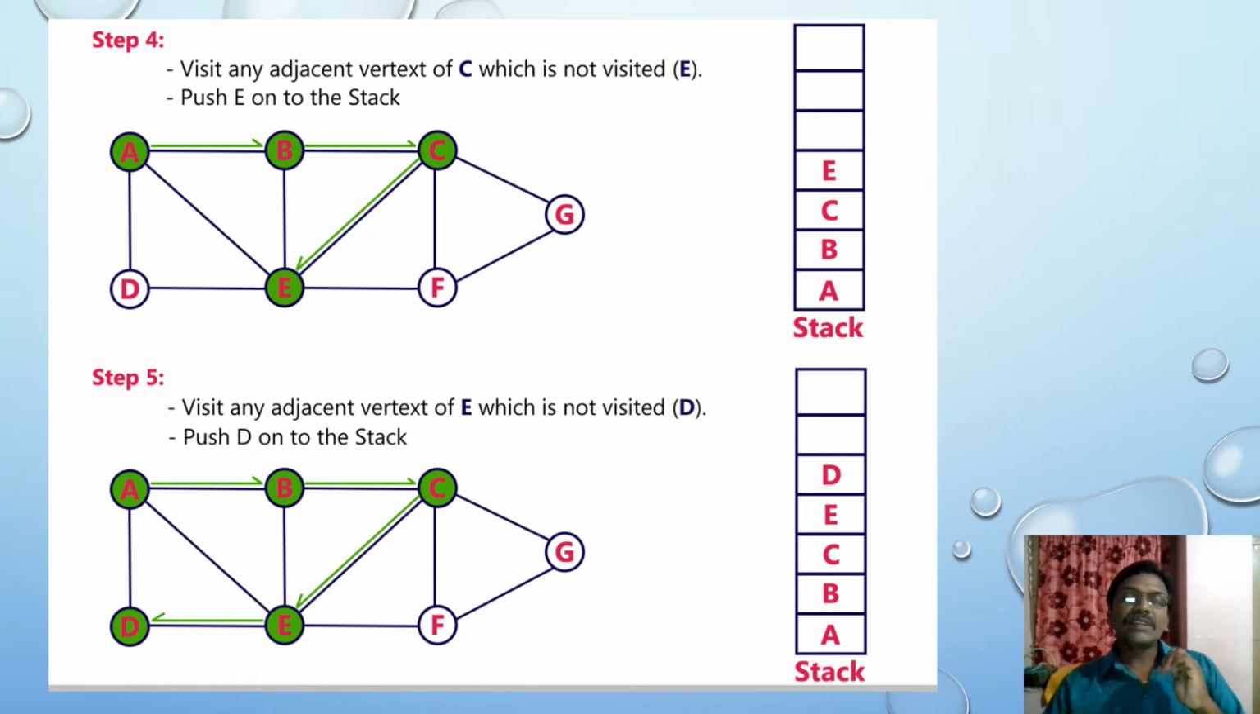Then E's adjacent vertices are B, A, D, and F. But C, B, and A are already visited. I am choosing only from the non-visited. The non-visited adjacent vertices are only D and F. In that, I am choosing D. So mark D and push it into the stack.